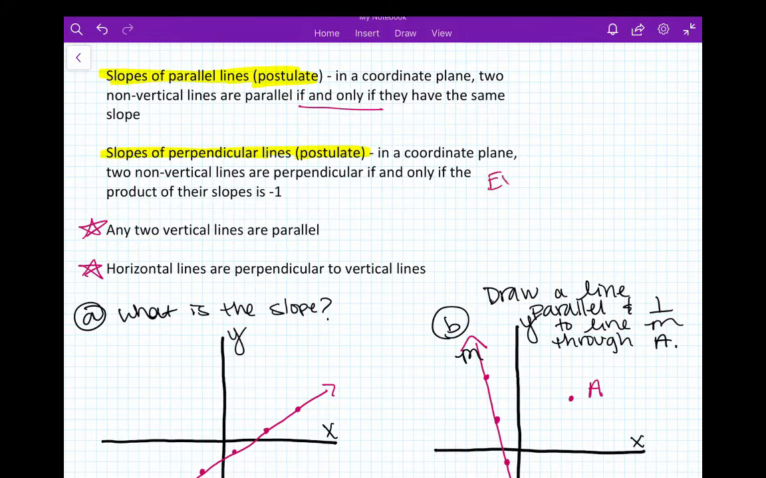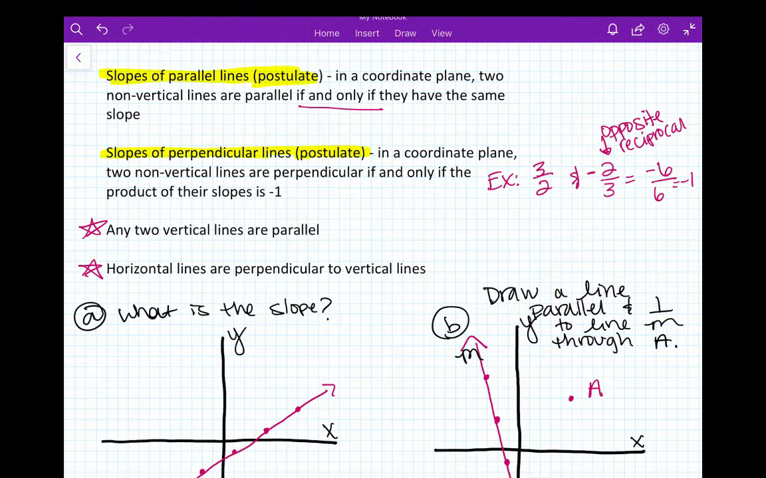So for example, if I have a slope of 3 over 2, the perpendicular slope to that would be negative 2/3, because when I multiply that, I get negative 6 over 6, which is equal to negative 1. Remember, that's called the opposite reciprocal. This is the opposite reciprocal.